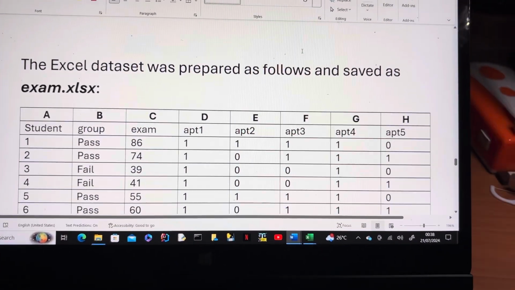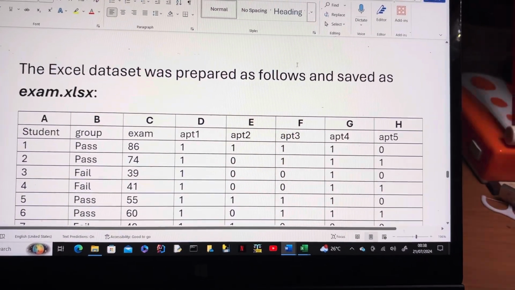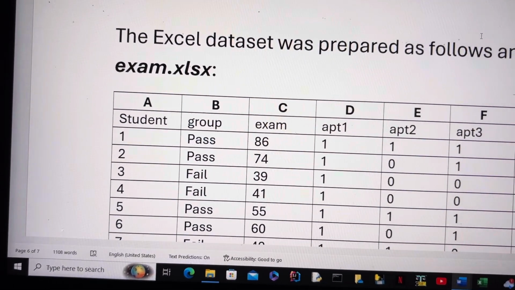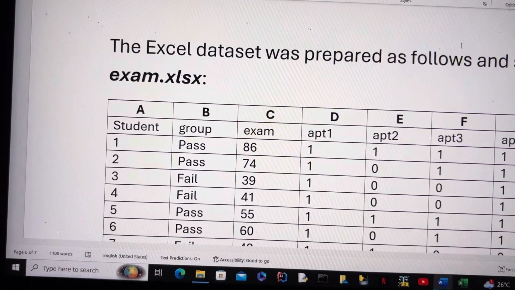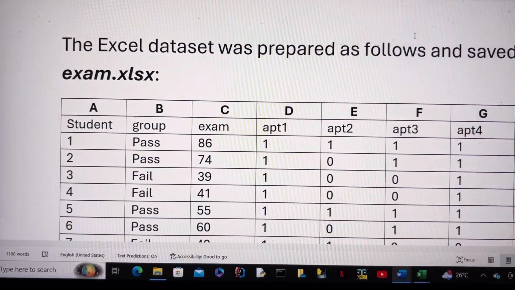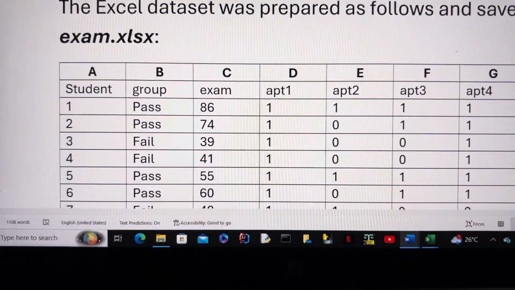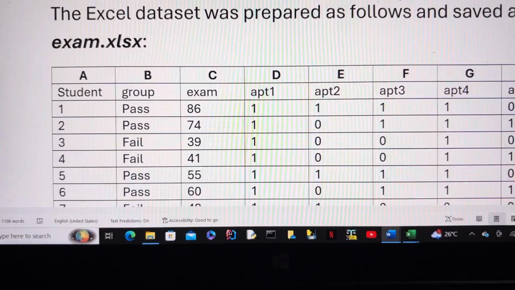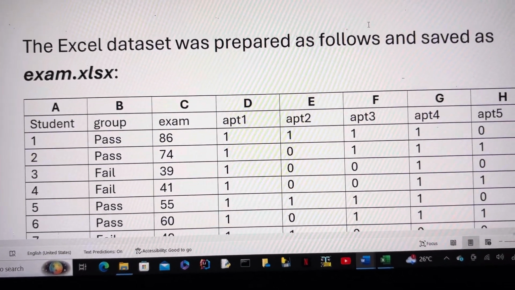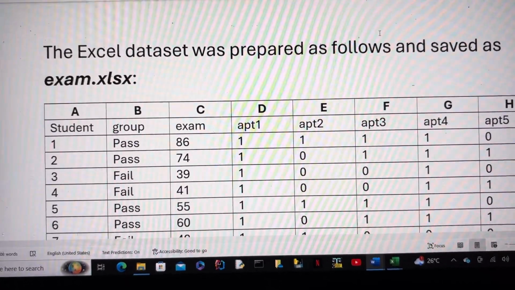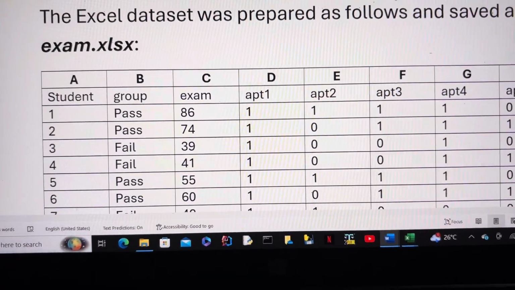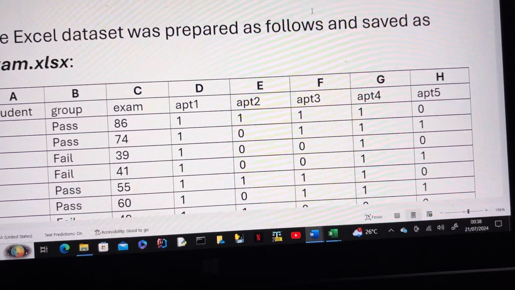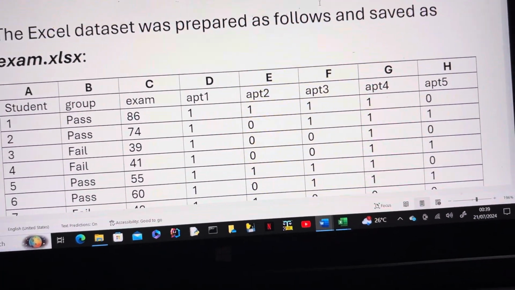So the Excel data set was prepared as follows. You can see that's how we prepared it. Column A represents the students. It could be student names, but here we just use numbers: student 1, student 2, up to student 30. Then column B represents the group they fall into, either pass or fail. And column C represents the exam score, that is the real exam score.